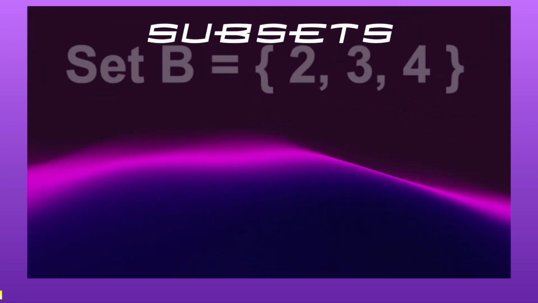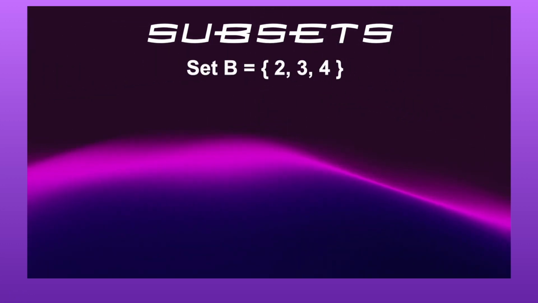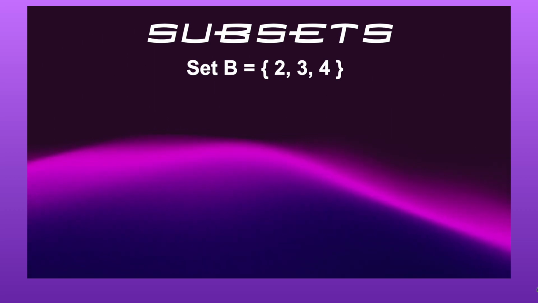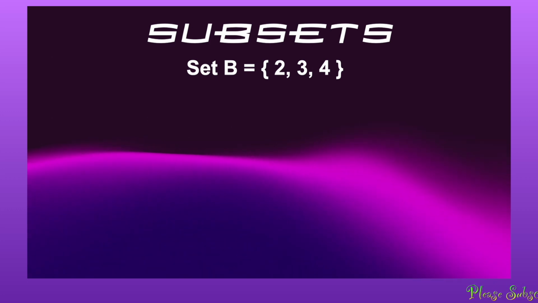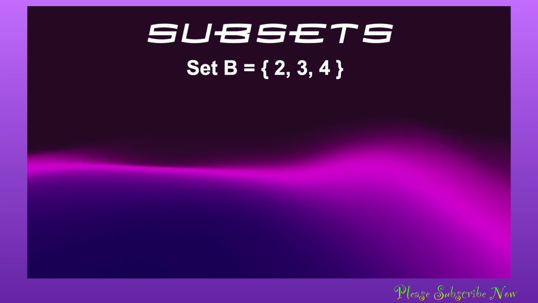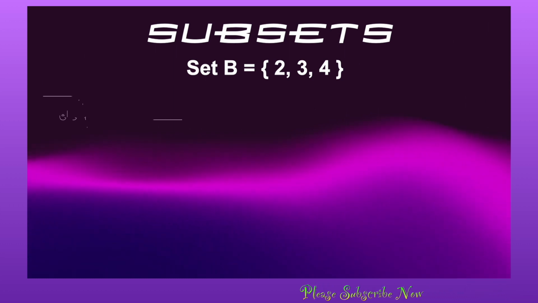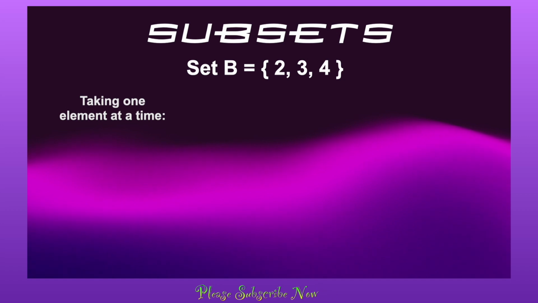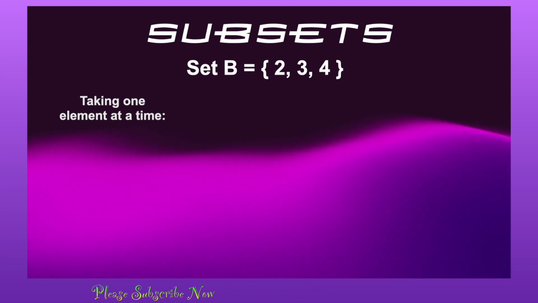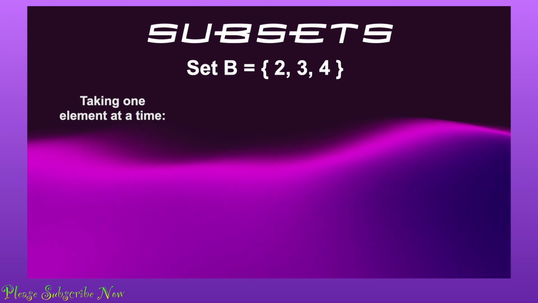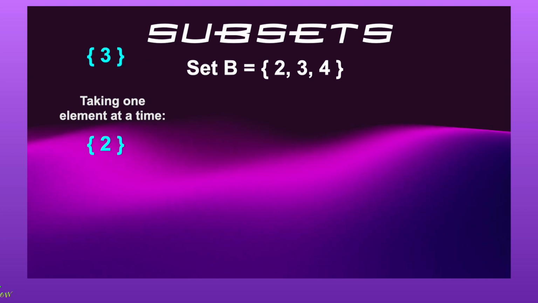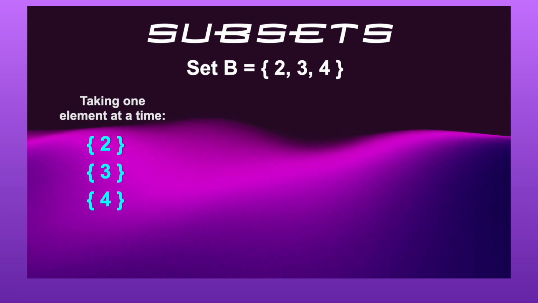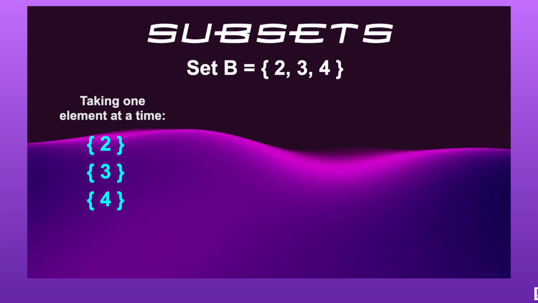Another example, set B, the elements are 2, 3, 4. So we will list all the subsets of set B, first taking one element at a time. The set containing 2 is a subset of set B, also 3 and 4. So taking one element at a time, there are 3 subsets of set B.